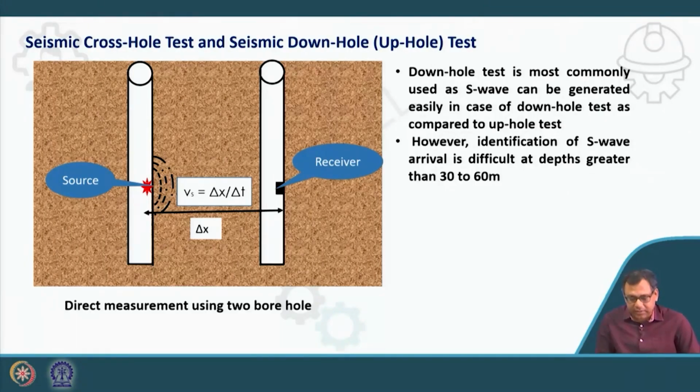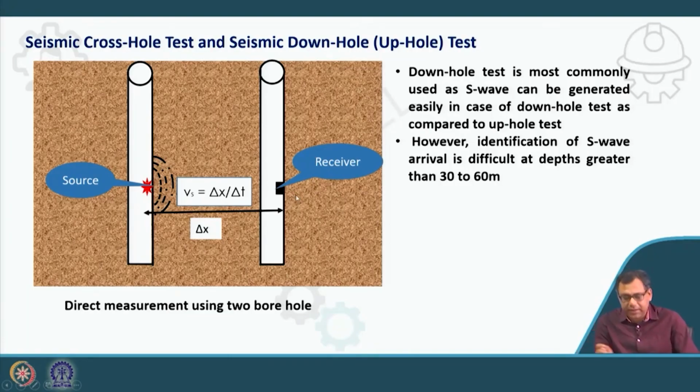Here we can use one borehole for the source and in another borehole we can place the receiver. As you can see, this is the source and this is the receiver, and we know the borehole distance between source and receiver. There will be a direct ray that travels from source to receiver, so we will measure that travel time, and since we know the distance, we will get the velocity of that layer.